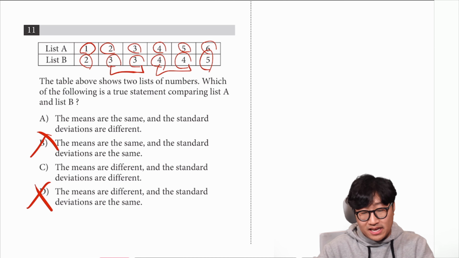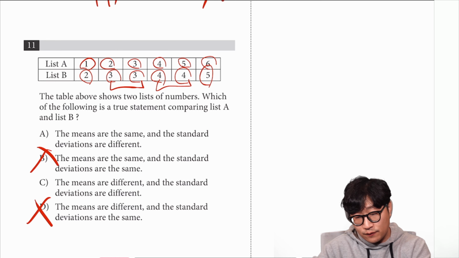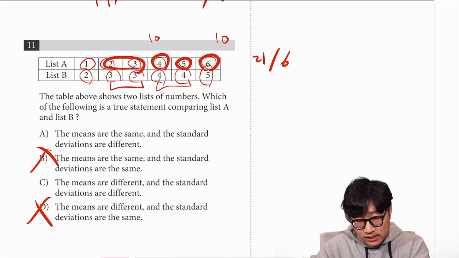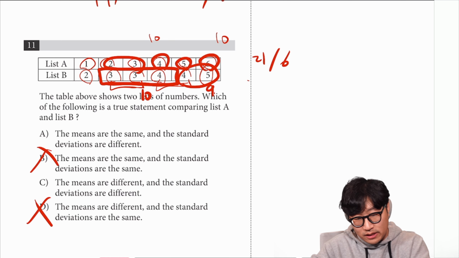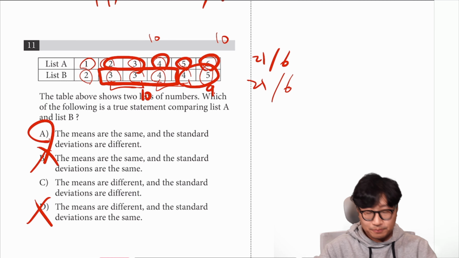And then the means, well, just add them and divide by however many numbers, right? So for list A, if you just add them all up, let's add smart. 6 and 4, so that'll be 10. 5 and that will be another 10, so that'll be 21, divided by 6. And then for list B, let's add smart again. 6 and 4, that would be 10. And that's a 9, so that'll be 21, and divided by 6 again. So the means have to be the same.